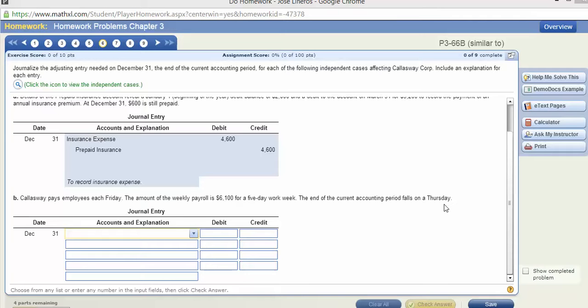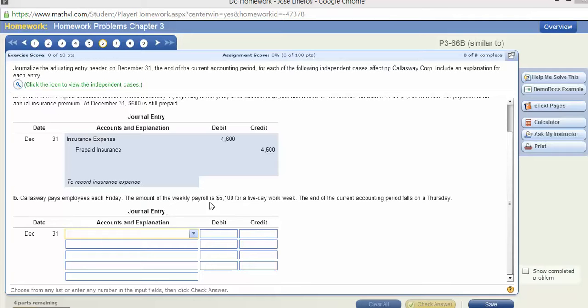Matter of fact, you owe how many days? Well, Monday, Tuesday, Wednesday, Thursday. That's 4 days that you owe payroll for. Just because you have not paid it does not mean that you do not owe it to your employees. So we're going to reflect that through salary expense.